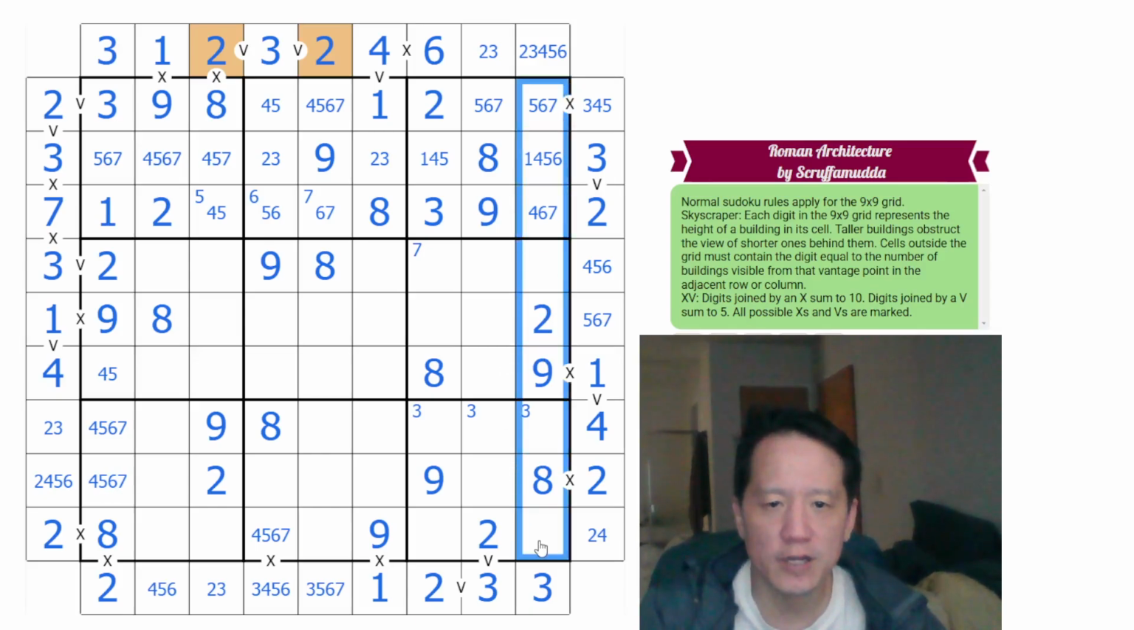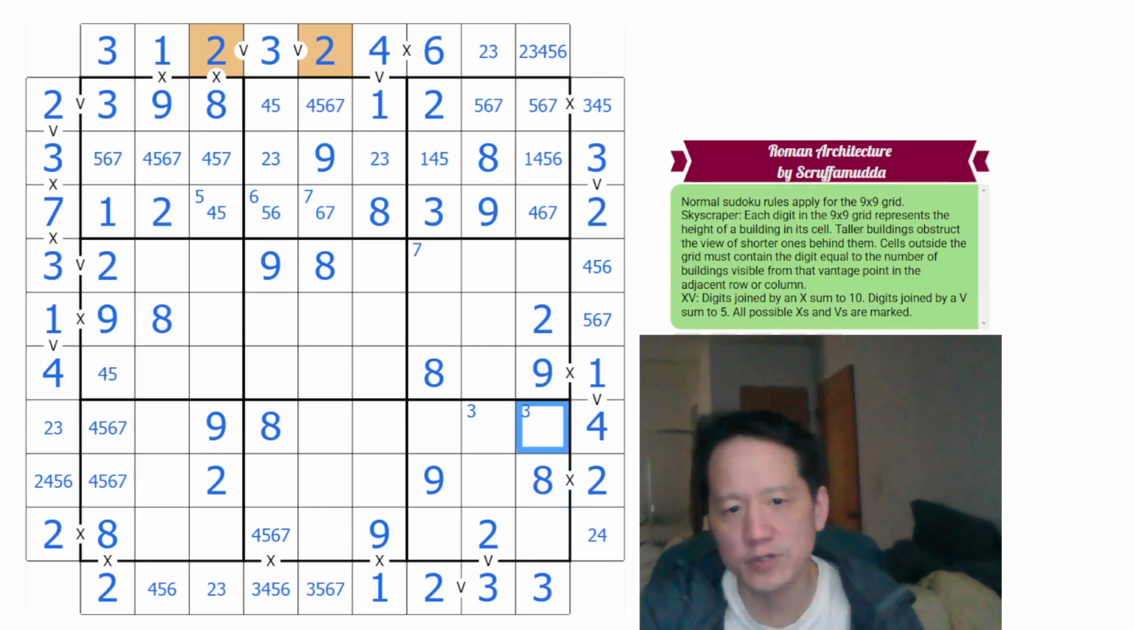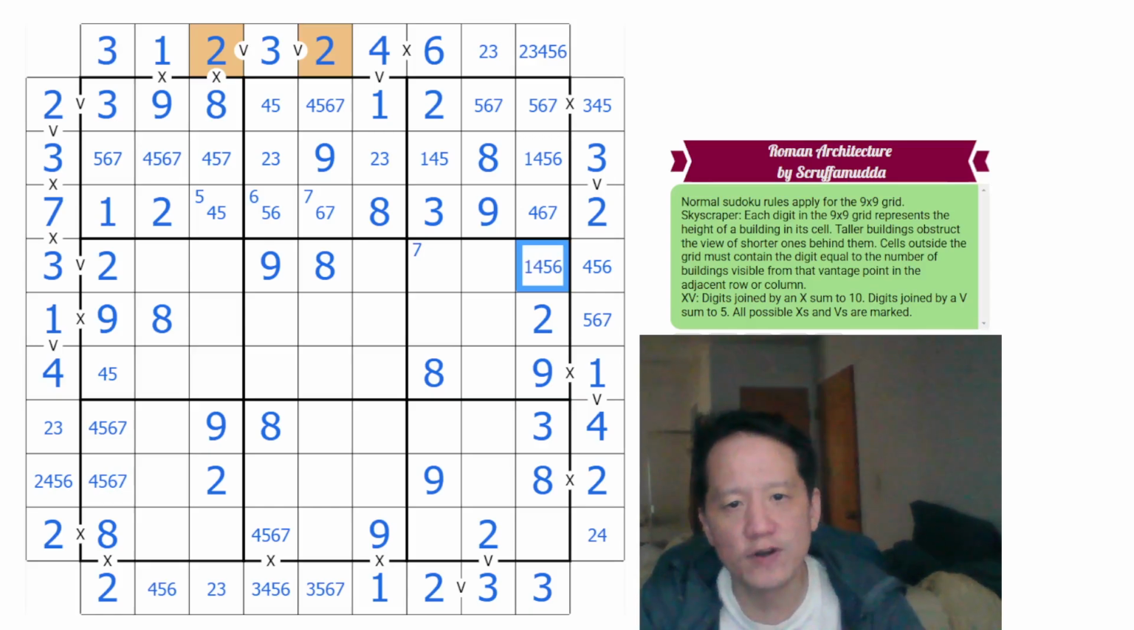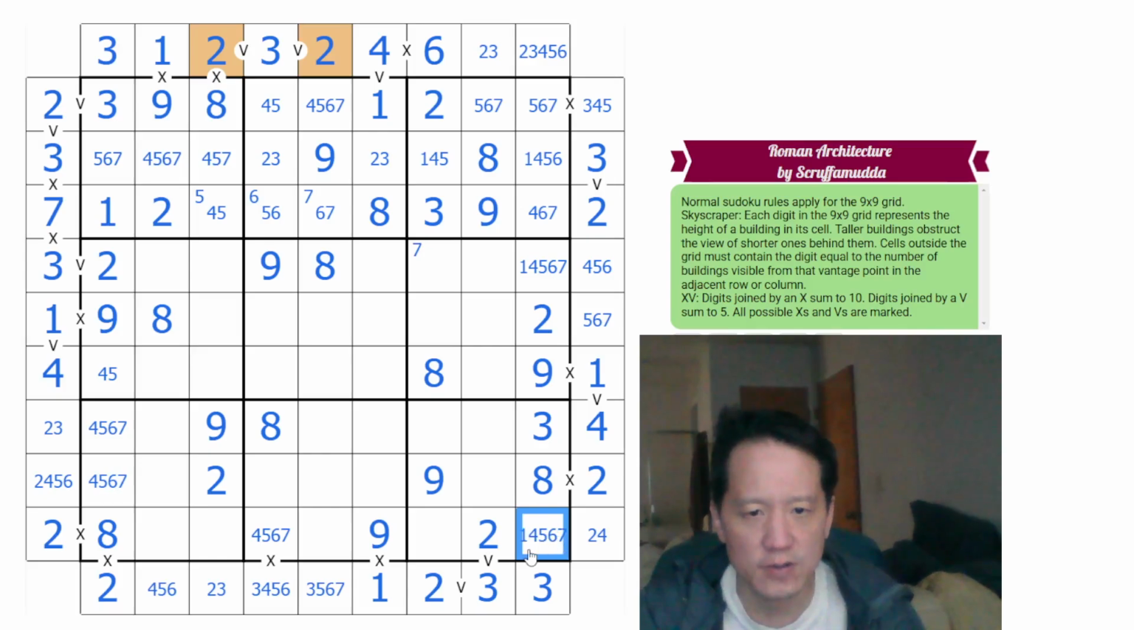Where is a 3 in column? Like, this can't be 3. Where's a 3 in column 9? It has to be here. So this is a 3. This can't be 3. The remaining digits are 1, 4, 5, 6, 7. This is 1, 4, 5, 6, 7.